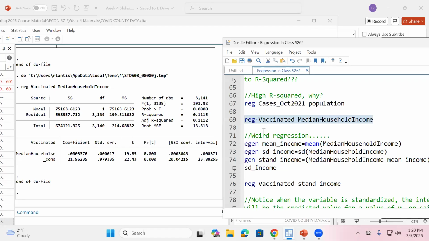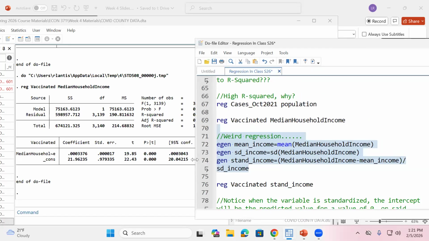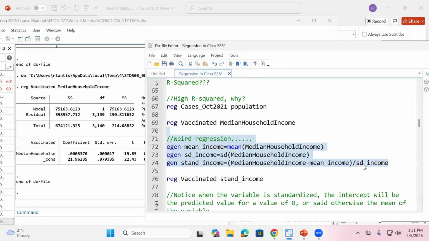Now, if I instead standardize my income variable, so we talked about this a little bit. How do I standardize a variable so that it represents the number of standard deviations away from the mean? I would take the X variable, subtract the mean, and divide by the standard deviation. So I create the mean of that household income, I create the standard deviation. I then take every observation's value for income, subtract the mean, and divide by the standard deviation. I now have a standardized variable.